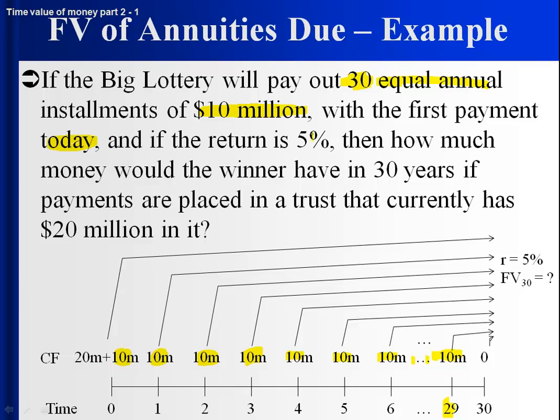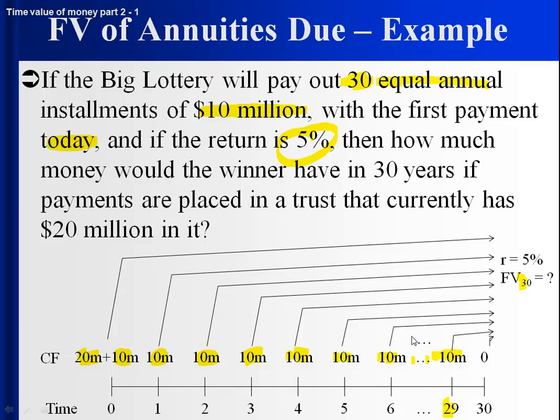The return is 5%. How much money would the winner have in 30 years if payments are placed in a trust that currently has $20 million in it? So the winner would simply have the sum of the future values of all of these 10 millions plus the future value of the 20 million.